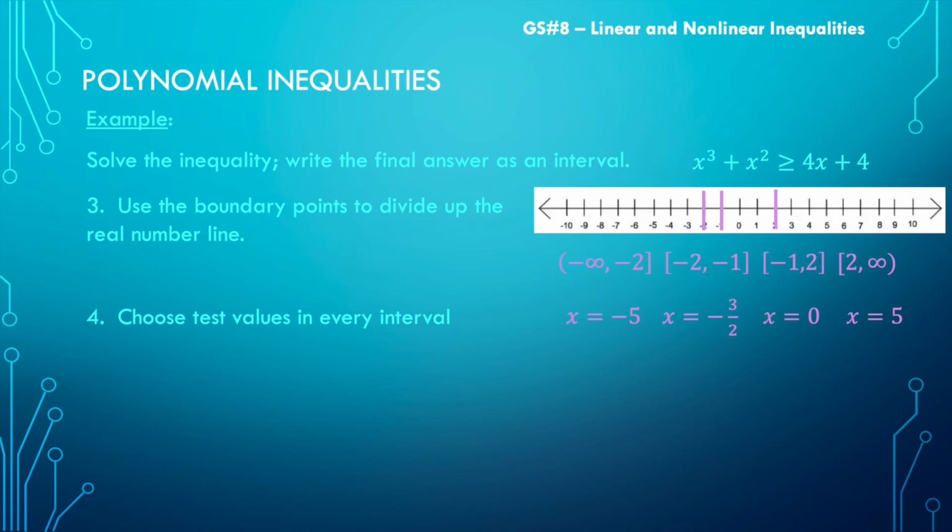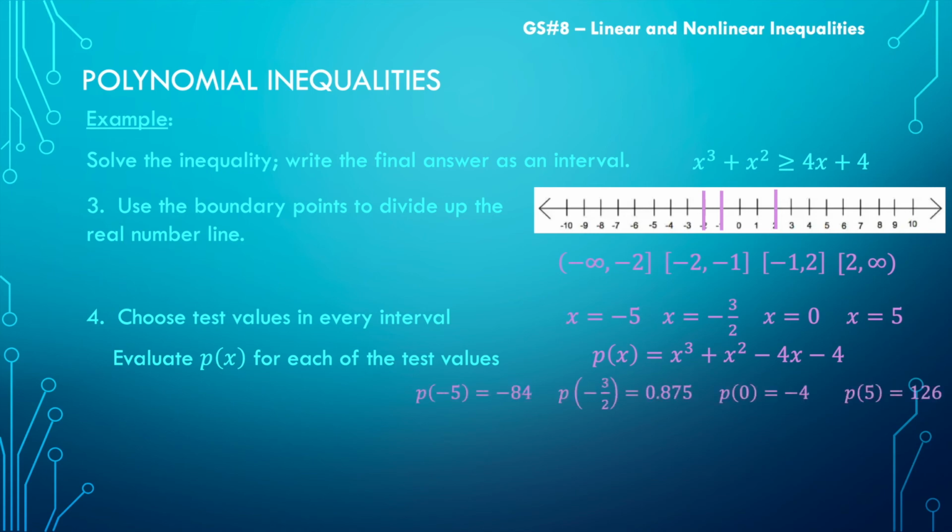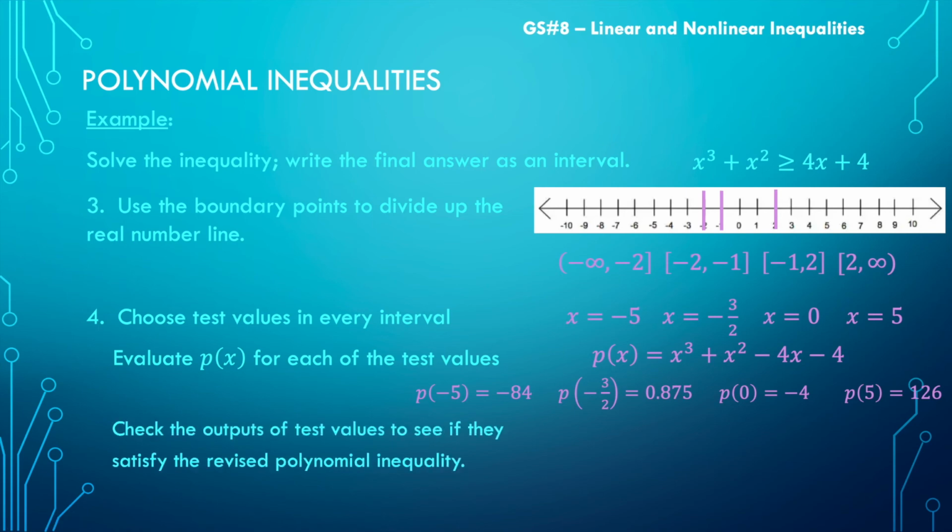Now use your calculator and evaluate p(x) for each of those test values. Okay, so p(-5), p(-3/2), p(0), and p(5). Okay, and so I did that. So we're going to go ahead and check then and see how those outputs of our test values actually relate to our revised polynomial inequality. So remember, our revised polynomial inequality is this thing. So we want to check and see if our outputs are indeed greater than or equal to 0.